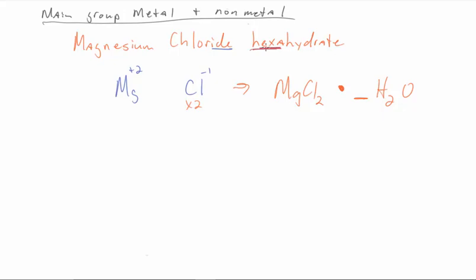Hexa is a prefix for 6. And so magnesium chloride hexahydrate would actually be just the magnesium chloride ionic formula, and then you would show 6 waters attached to it, all right? So the hydrates are not all that difficult as long as you can write the ionic formula to begin with, okay?